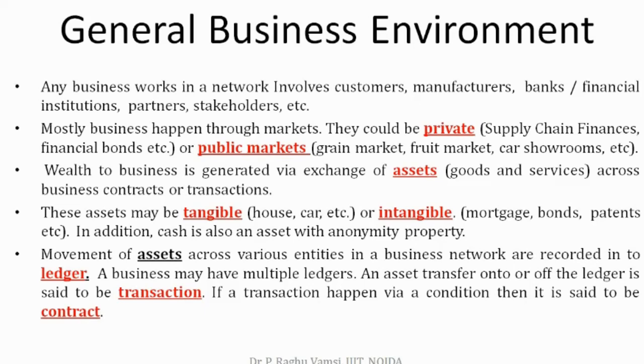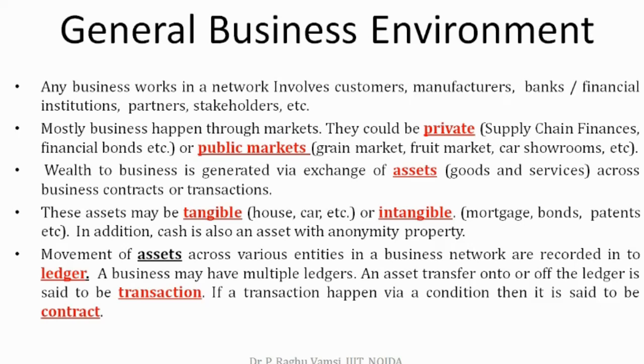Always it will be done with the help of many entities. And also some business happens through markets, and sometimes they will be private or sometimes they may be public also. That means the business happens through private networks and also maybe some public markets. Especially in these businesses, the exchanging of assets will happen. The asset may be goods or services. And these assets may be tangible, sometimes intangible also.